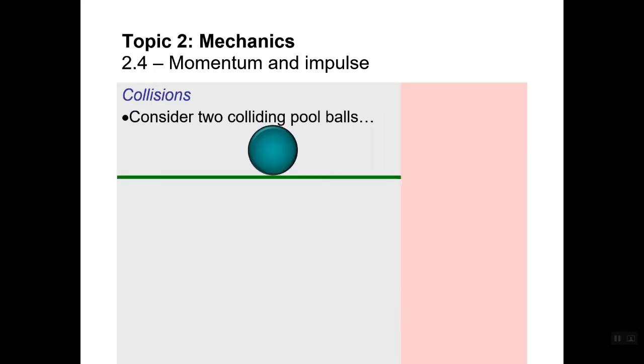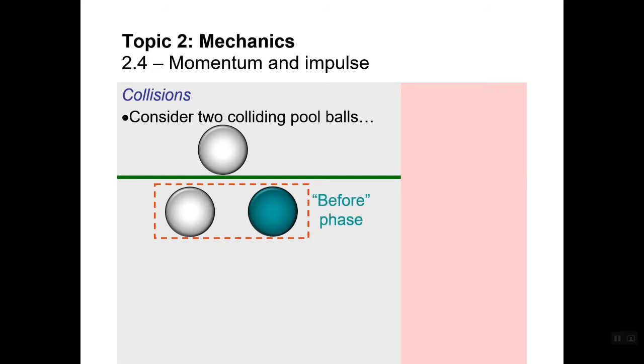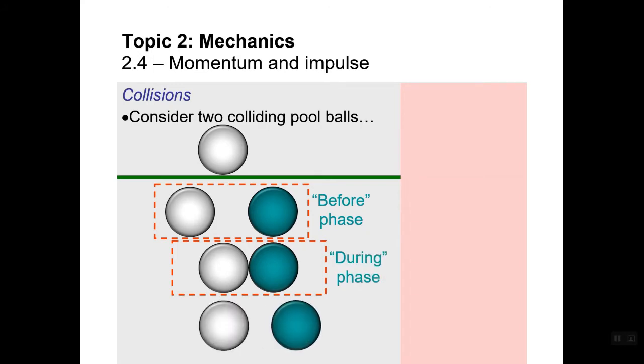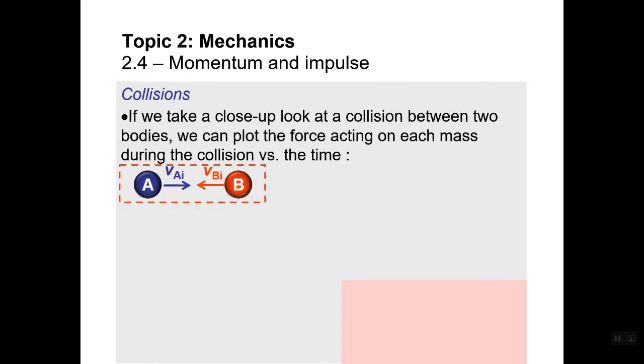Consider two colliding pool balls. Let's take a look. Before phase. This is during the phase. And we have the after phase. If we take a close-up look at the collision between two bodies, we can plot the force acting on each mass during the collision versus the time. Before collision, and closed system, and this is during collision.